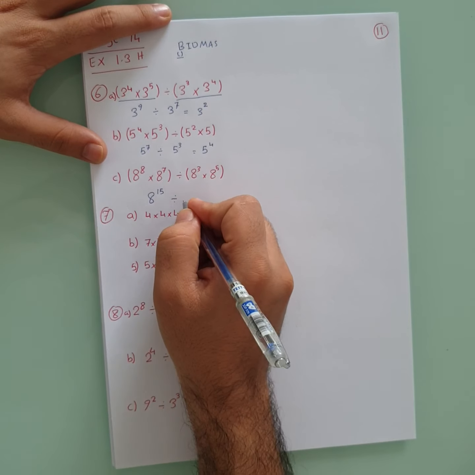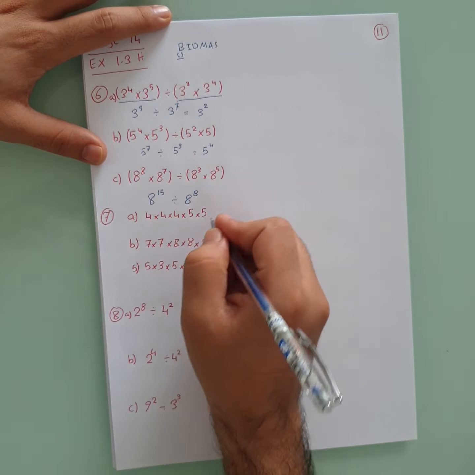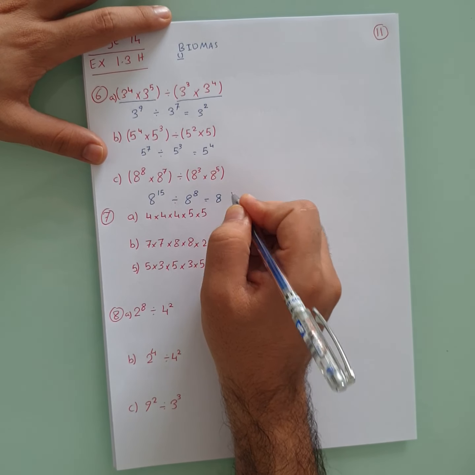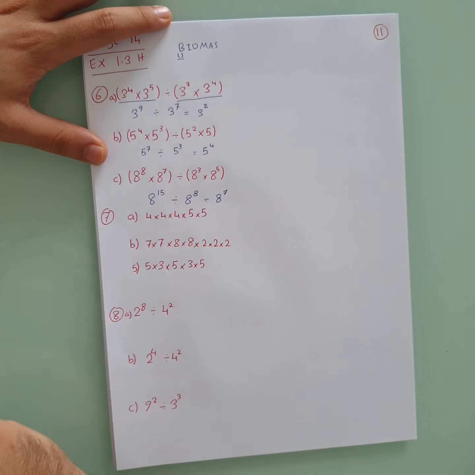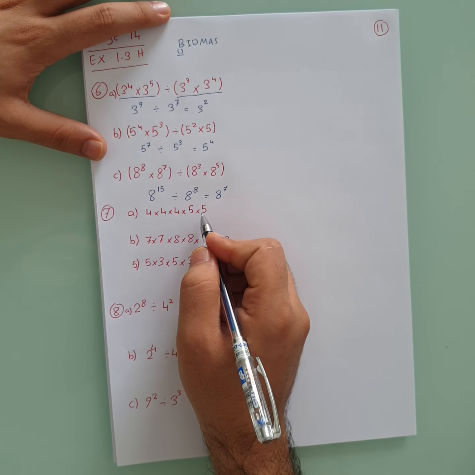Divided by 8 to the power of what? 8. Okay. Now subtract: 15 minus 8 is 7. So it's going to be 8 to the power of 7. Alright, question 7: 4 times 4 times 4 times 5 times 5.